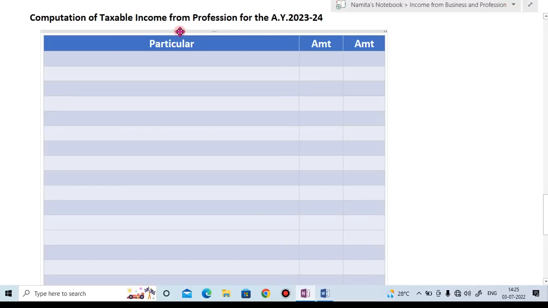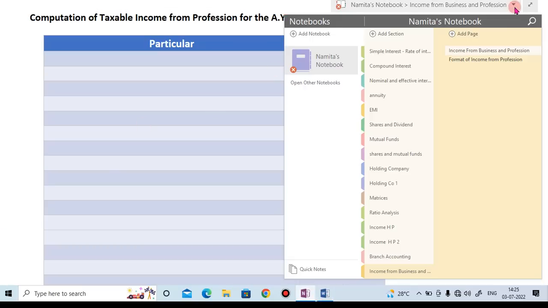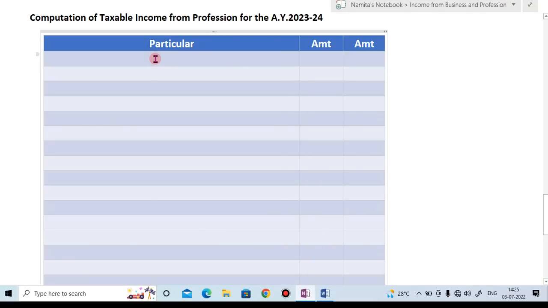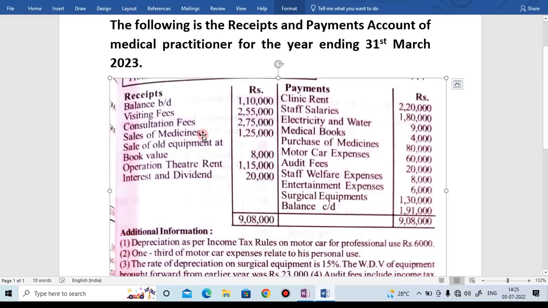So prepare this format: computation of taxable income from profession for the assessment year 2023-24. As per the format, the first thing is professional receipts. So from the question we need to identify the professional receipts. Professional receipts will be given in the question.